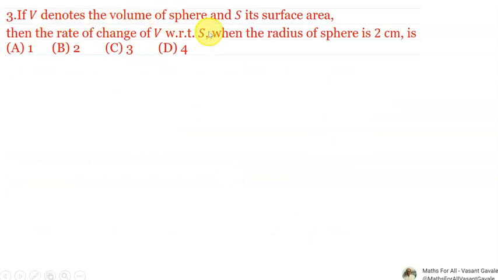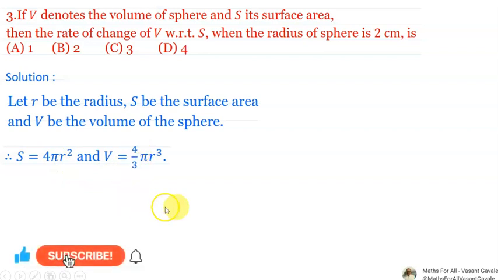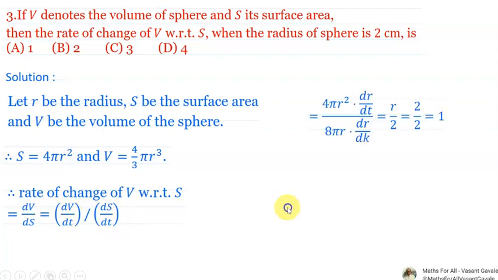Now, the next example. Let V denote the volume of a sphere and S its surface area. Then the rate of change of V with respect to S when the radius of the sphere is 2 centimeter is: first option A is 1, B is 2, C is 3, D is 4. Let r be the radius, S be the surface area, V be the volume of the sphere. S is equal to 4 pi r square, V is equal to 4 by 3 pi r cube. We want to find the rate of change of V with respect to S. Therefore, dV upon dS is equal to dV by dt upon dS upon dt.